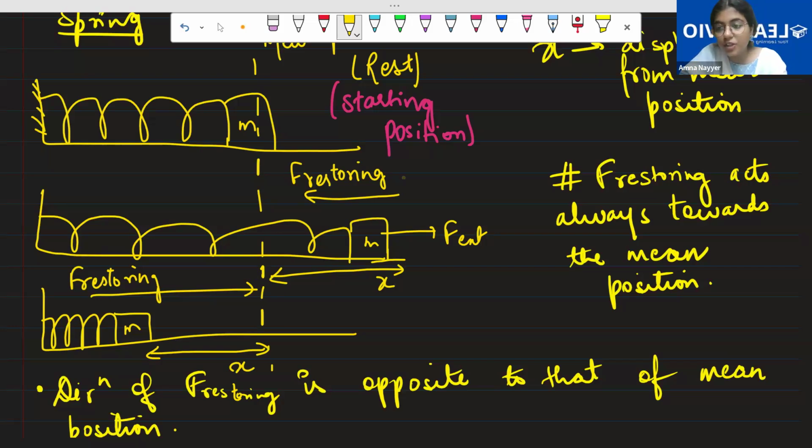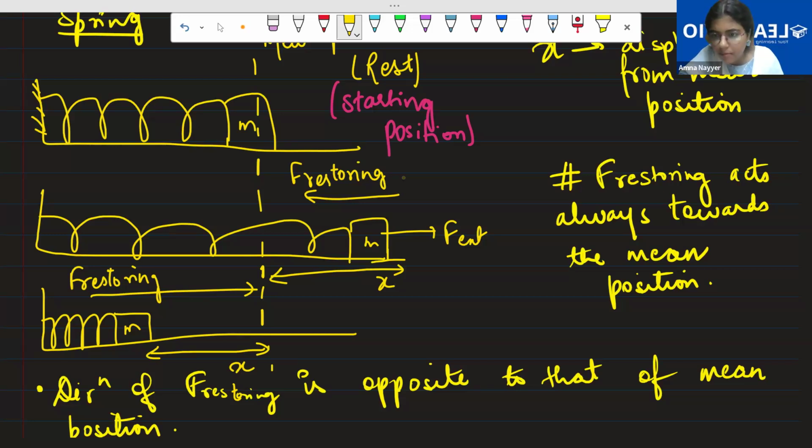Now, the force with which you are pulling or pushing the mass in order to produce a displacement is your external force. Remember, in your system there will always be a restoring force acting, directed towards the mean position. It will try to bring the object back to the mean position. The restoring force's work is to bring the object back to its mean position.